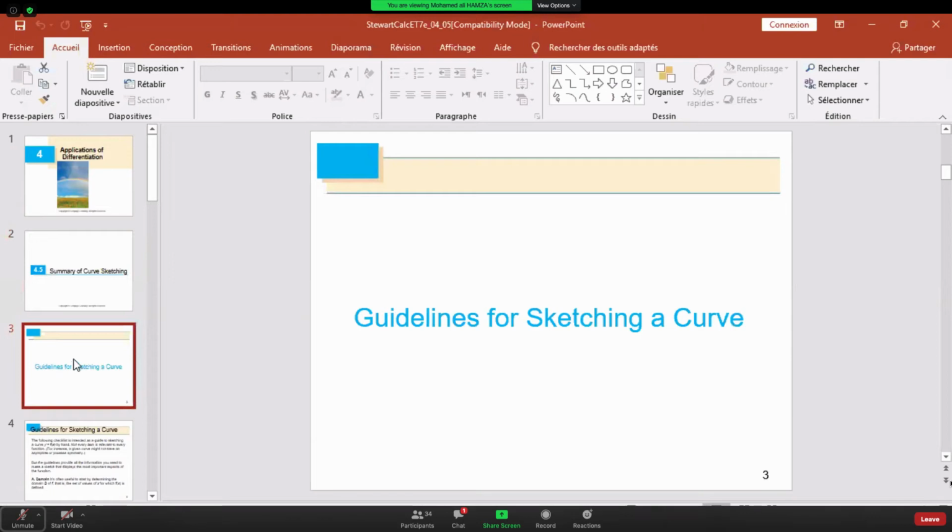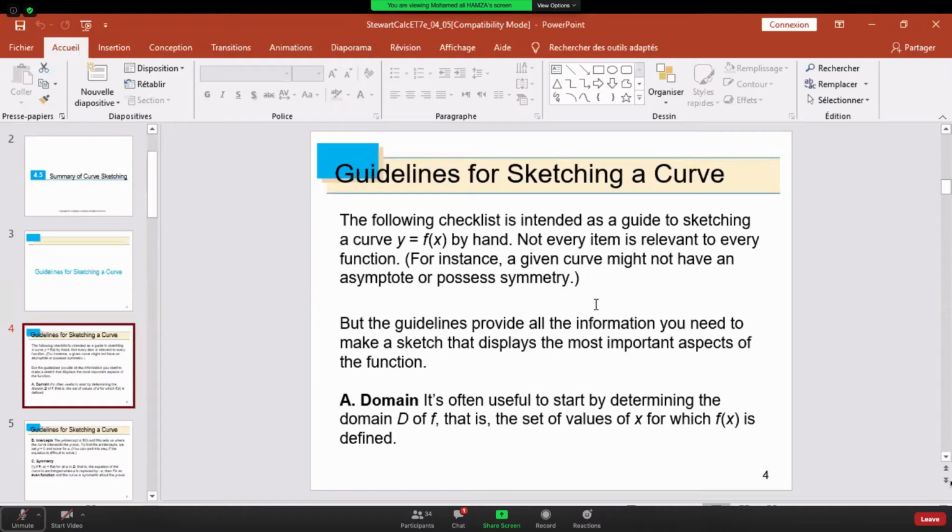When we try to graph some curve, we try to draw some curve thanks to what we have in our hand. That means what we know, like increasing, decreasing, inflection point, maximum, minimum, and symmetry, and something like that.